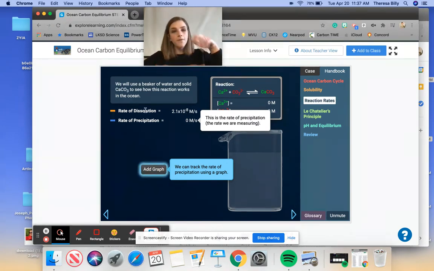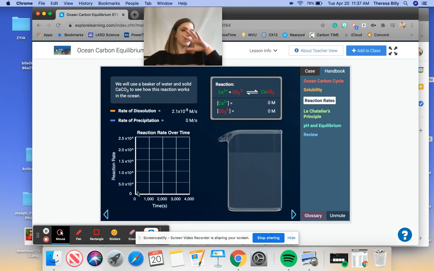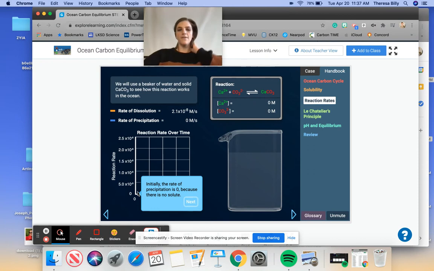What we're going to be measuring and focusing on is how does the rate of precipitation change as we're producing those ions. So we're going to do that by creating a graph. Let's just briefly overview the graph. We have time on the x-axis, which I know you can't really see, but there's time on the bottom, and then there's your reaction rates on the y. It says initially the rate of precipitation is 0 because there is no solute, which means we haven't added calcium carbonate yet to the beaker, so there's nothing that we can actually measure. We aren't producing calcium and carbonate ions, and so there's nothing for us to measure. All right, so it has to start at 0.